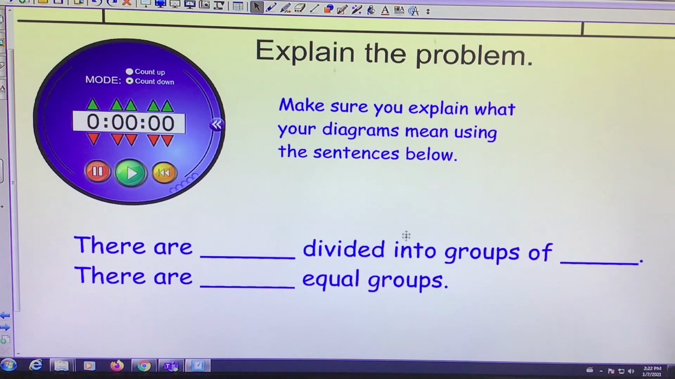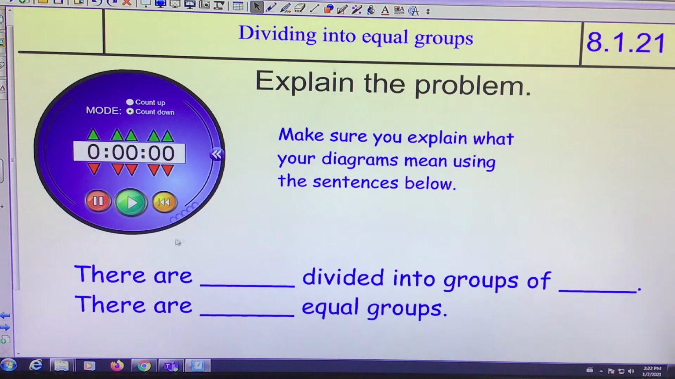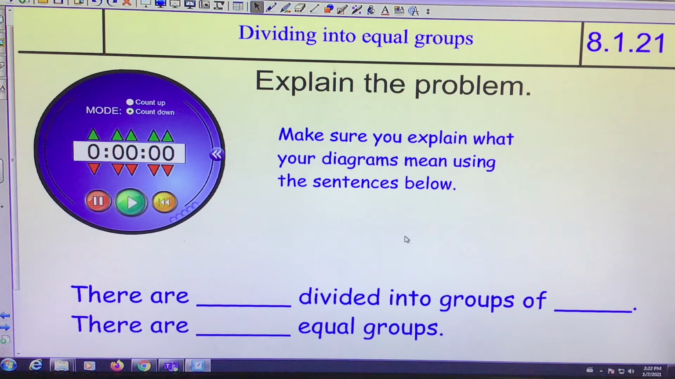If you get it wrong, it's okay. We're going to go through it later. It says, there are something divided into groups of something. There are something equal groups. Okay, so do some drawings, maybe a model of some kind, an equation, anything else that you think might be useful in solving this problem. Put it in your journal. Pause this video clip now, and we shall come back in a few moments, but I will go through a few things that you can add perhaps to what you do in your journal.